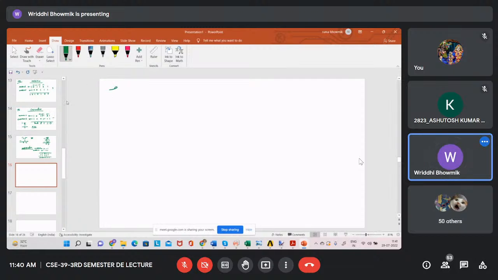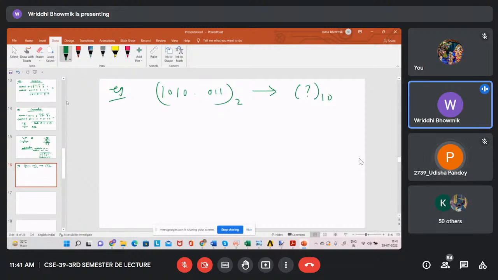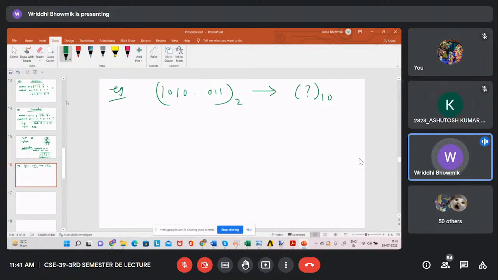Now, another example. 1010.011 in base 2 system, you have to convert it to the decimal number. And again, another thing is that you have 630.4 in base 8, octal system. You have to convert it to the decimal number. Another example. So you know it is very simple to do.